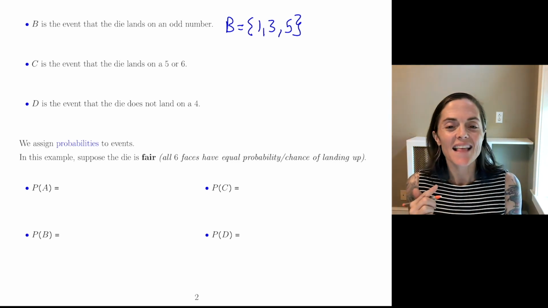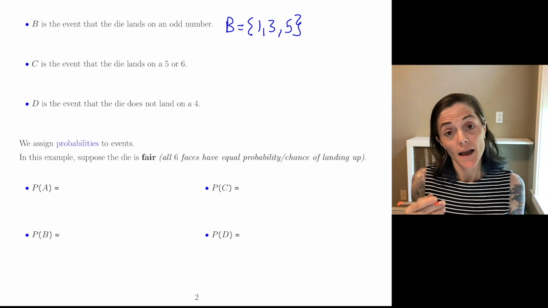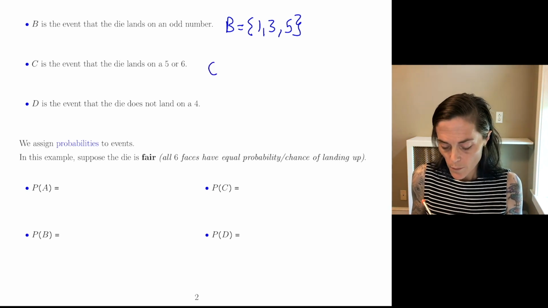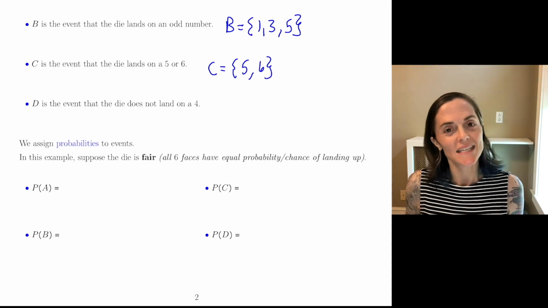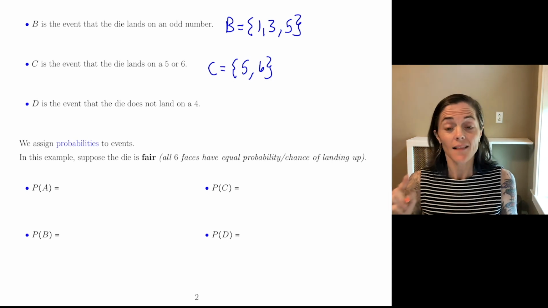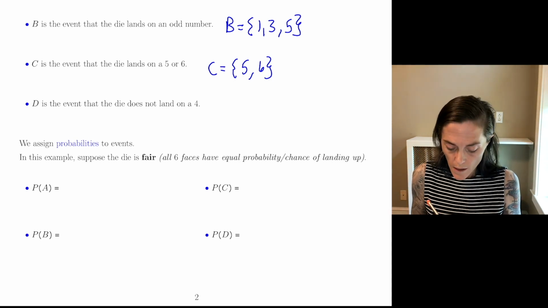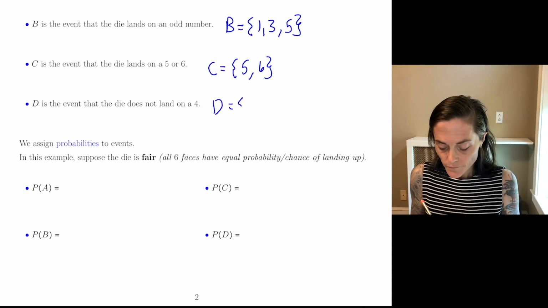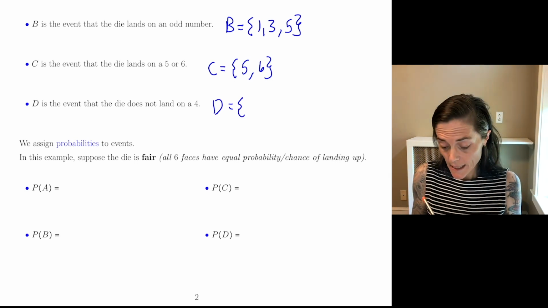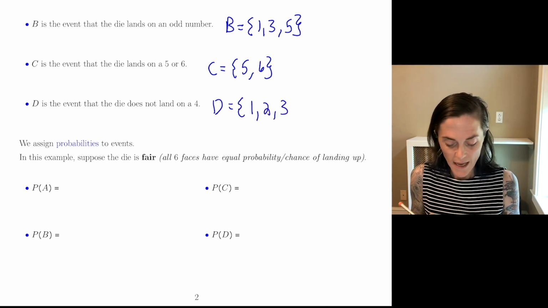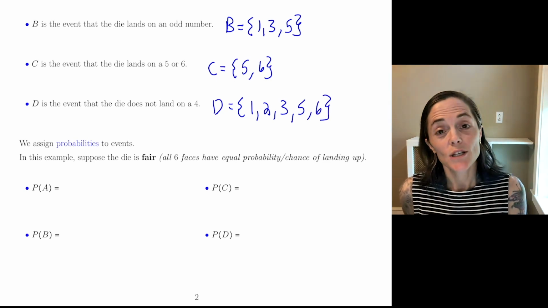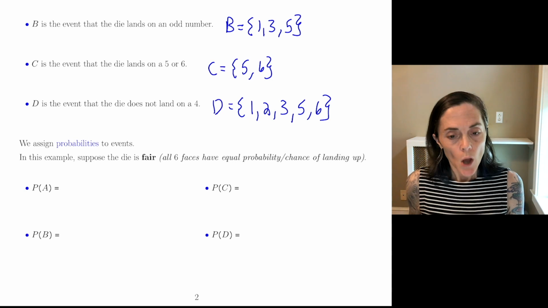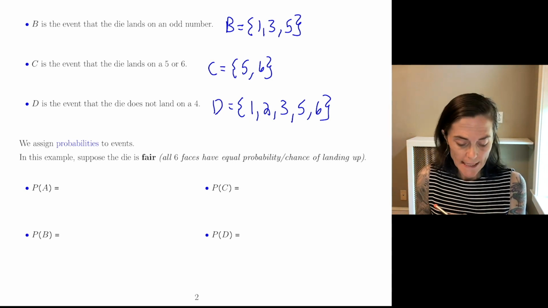C could be the event that a die lands on a 5 or a 6. So C would be 5, 6, this set. And finally, suppose D is the event that the die does not land on a 4. Well, then D is the set containing 1, 2, 3, 5, and 6. Those are just some examples. We assign probabilities to events.